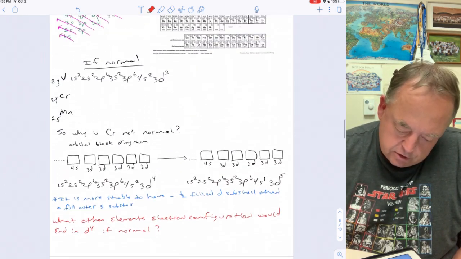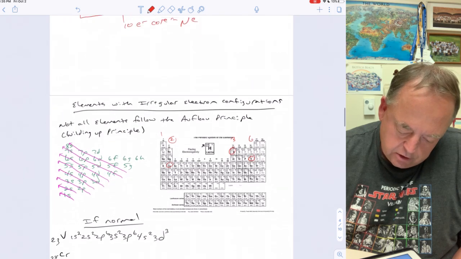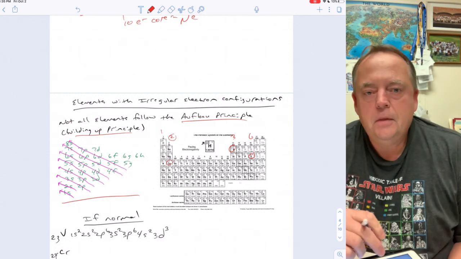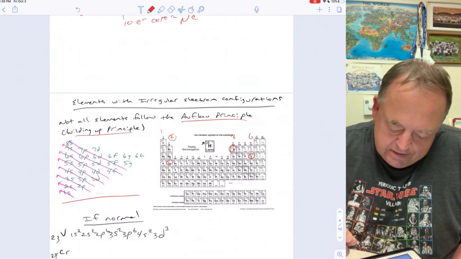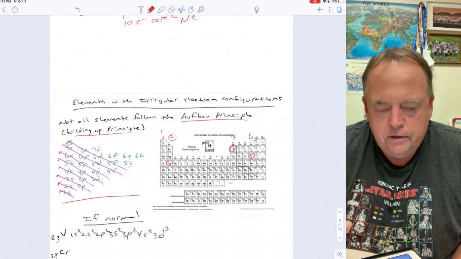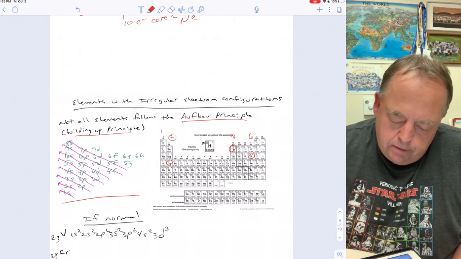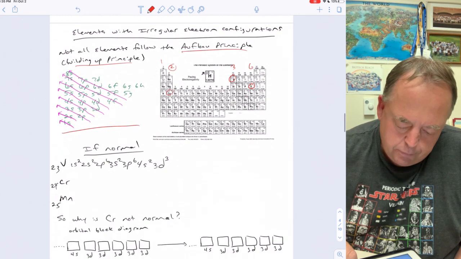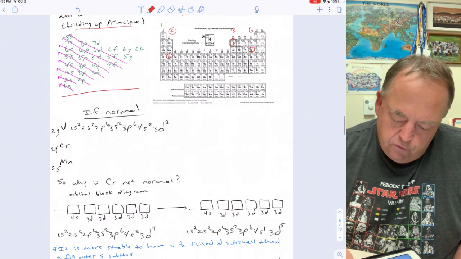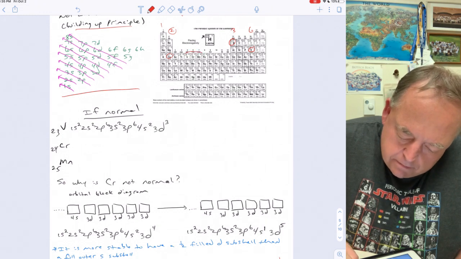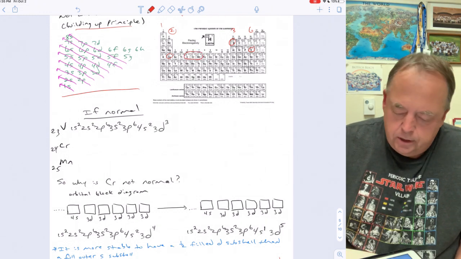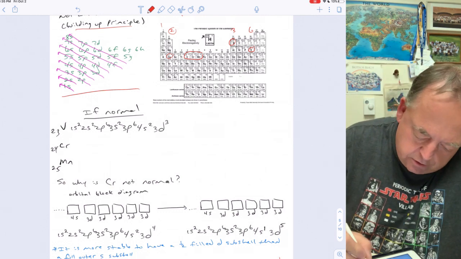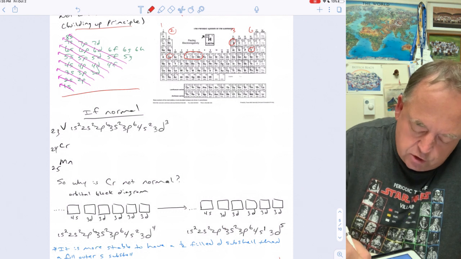Okay, so we've been writing electron configurations using this Aufbau principle or building up principle using this diagram, right? But the point here is that this does not work for every element in the periodic table. Some elements have an irregular electron configuration. So we'll just look at a few examples to illustrate. If we took vanadium, chromium, and manganese, and wrote their electron configurations, 2 of these are normal and 1 of these is not. So I've given you vanadium here, 23 electrons.